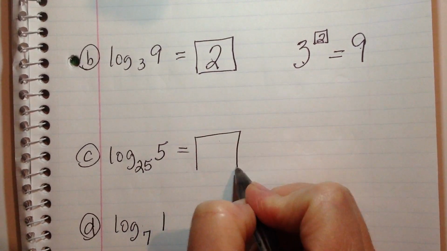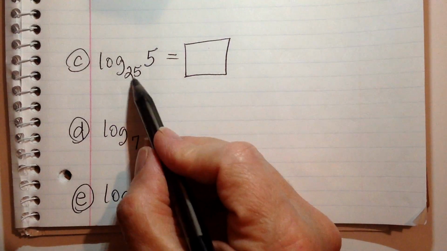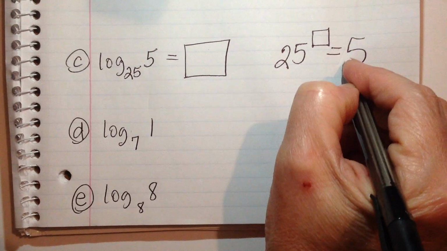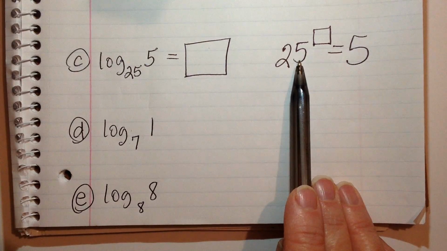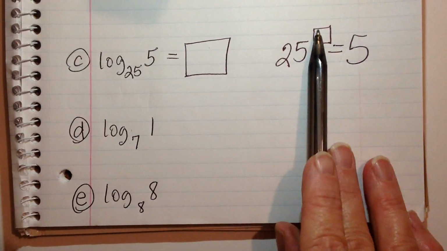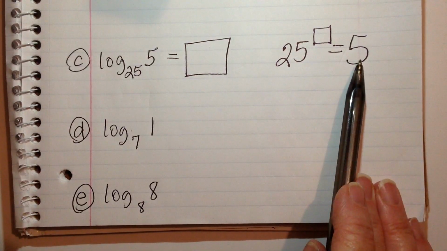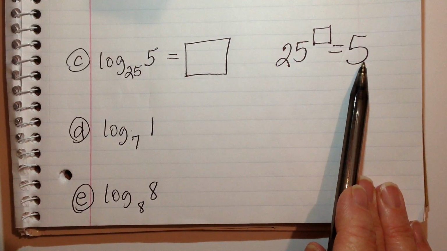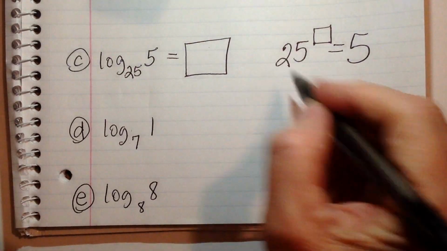Next, let's evaluate the next problem and find the exponent. 25 raised to what exponent is going to give you 5? Now, we know it can't be a number greater than 1, because 25 to the first would be 25. 25 squared is 25 times 25, which is a lot larger than 5. Now, anytime you're going from a base to a smaller number, you need to look at putting a fraction in the box. Now, let's remember what a fraction means.